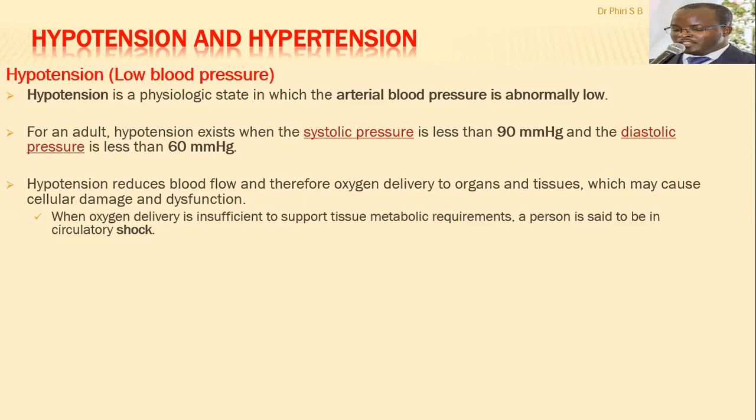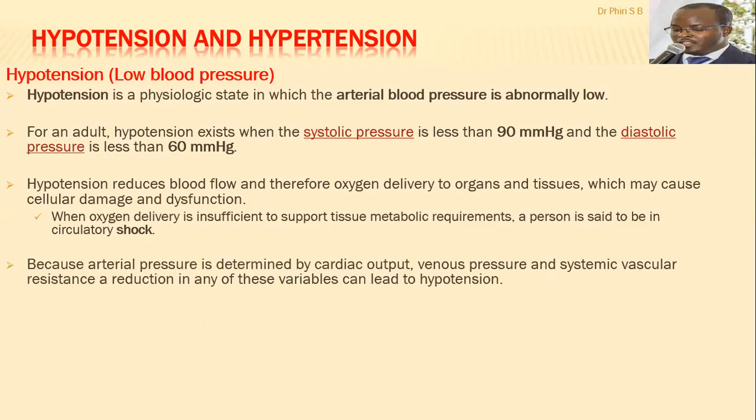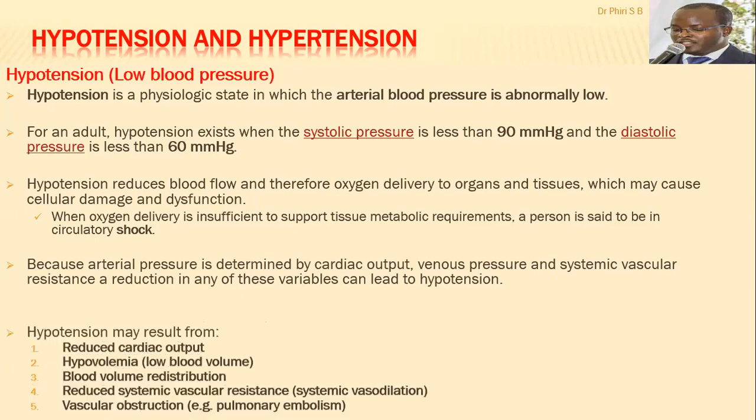So when the oxygen delivery is insufficient to support tissue metabolic requirements, a person is said to be in circulatory shock. So if the mean arterial blood pressure is so low as a result of low blood pressure, that will result in low perfusion to the tissues. Then this person is said to be in circulatory shock. In lecture 7, I will explain circulatory shock, so here I won't waste much time discussing it. Okay, so we move on.